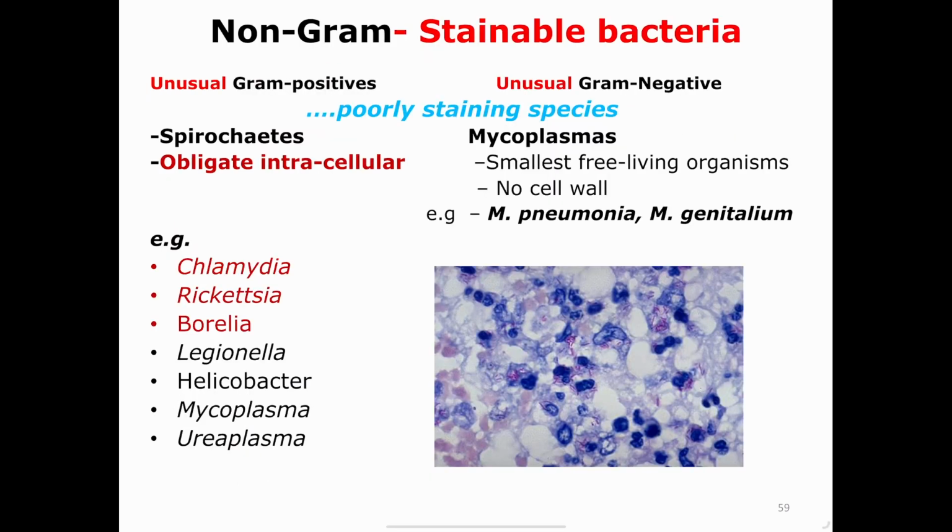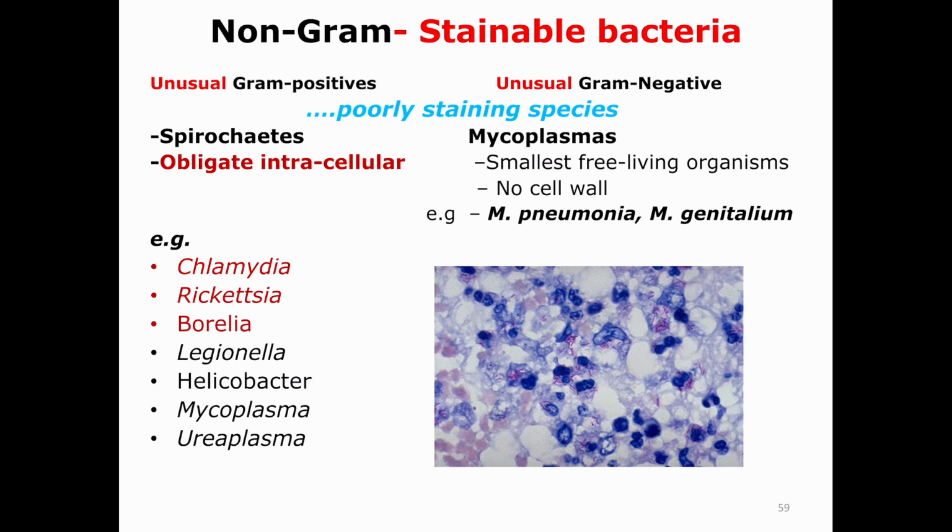Now we have some non-gram stainable bacteria. These bacteria do not usually stain. So we have the unusual gram positives, then we have the unusual gram negatives, and they poorly stain when we apply the Gram stain. An example, we have the spirochetes, which are obligate intracellular microorganisms, and we have the mycoplasma.